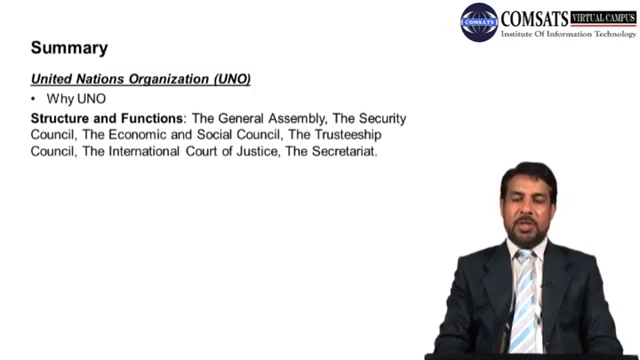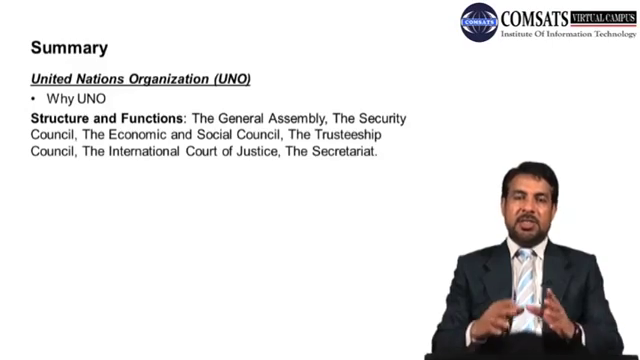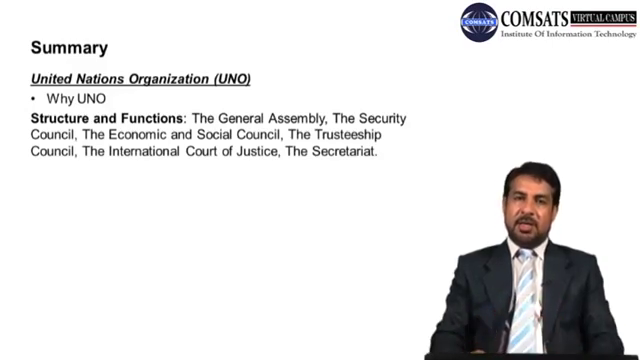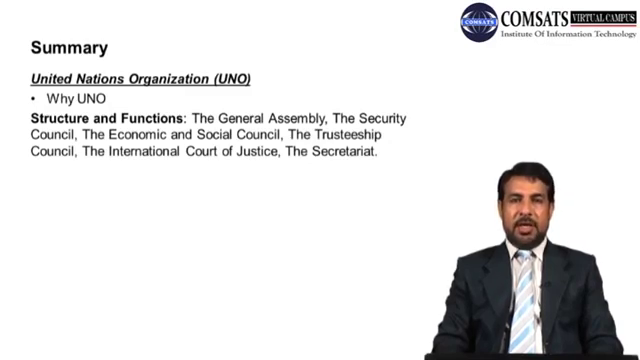Then the structure of UNO is such that it has 6 organs. पहला ऑर्गन है जनरल असेंबली. ये एक लेजिस्लेचर की तरह है, एक पार्लियामेंट की तरह है और ये सबसे बड़ा ऑर्गन है. All the member countries of the UN are automatically the members of General Assembly. Each member can send 5 members to a General Assembly, but it would be counted as 1 vote. The main function of the General Assembly is that it admits new members upon the recommendation of Security Council.